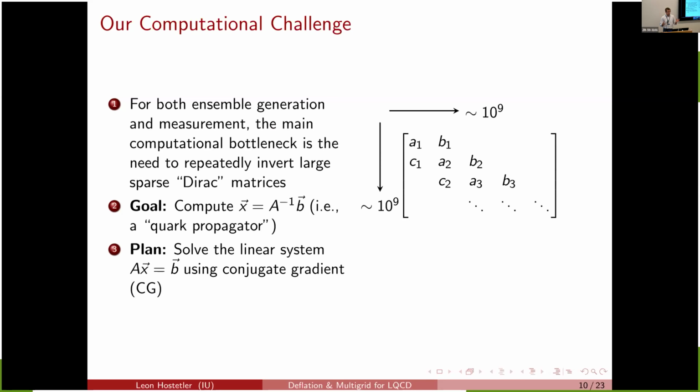So in both ensemble generation and measurement, the main computational bottleneck that we run into is the need to repeatedly invert these large sparse Dirac matrices. And these matrices are quite large, typically billion by billion matrices. So we want to compute something like X equals A inverse times B, where A is that Dirac matrix. And we'll do this by solving a linear system using a Krylov method like conjugate gradient.